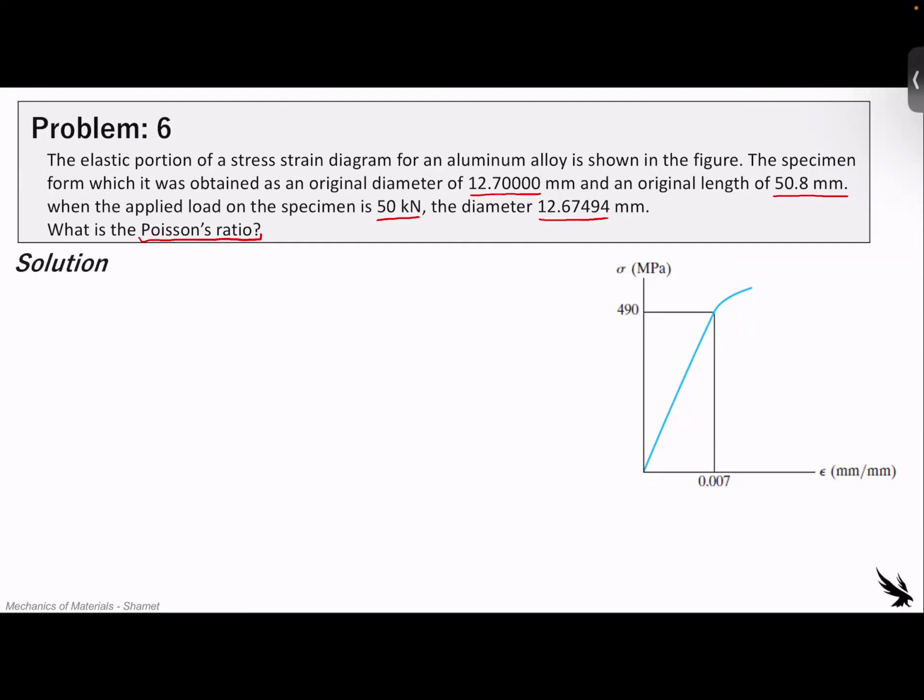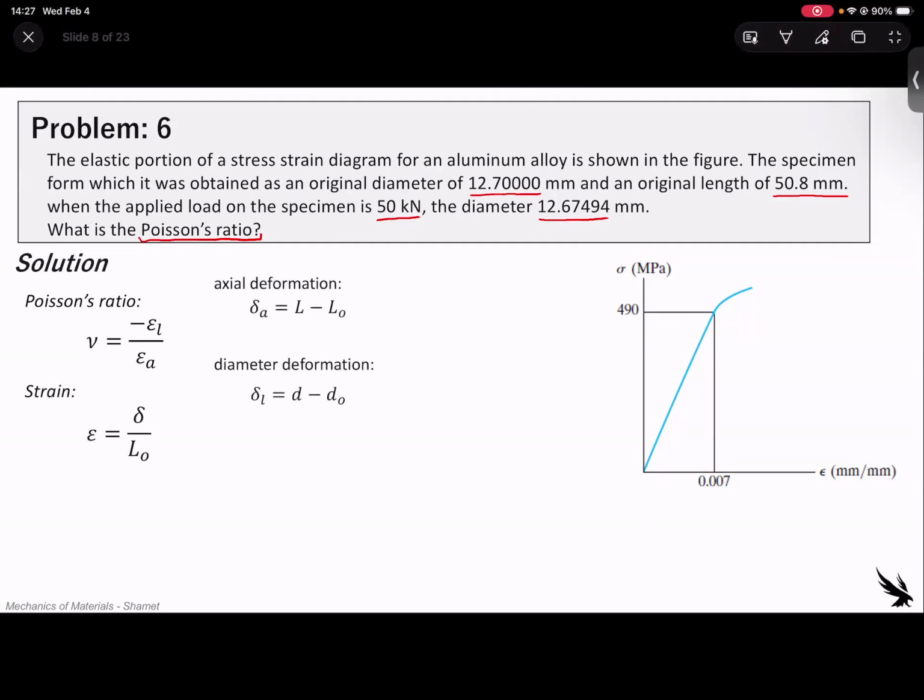So what we need to do is find the Poisson's ratio. And remember from the last solution, Poisson's ratio, shown by that Greek letter nu, is the lateral strain divided by the axial strain. And also remember that strain is deformation divided by the total length, or I should also say deformation divided by the initial diameter. In this case, the diameter would be a length. So what we need to find is the axial and then the diameter deformation.